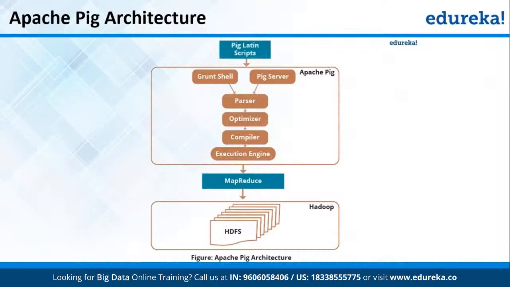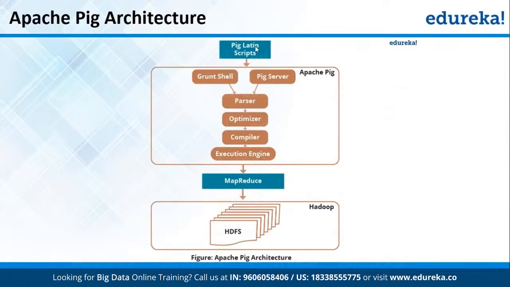The architecture of Apache Pig is very simple to understand. You have Pig Latin scripts that you can write for executing your queries over the big data. These scripts can be executed through the grunt shell, which is nothing but the native shell provided by Apache Pig to execute Pig queries. You can also submit a Pig Latin script through a Java client to the Pig server and execute it over Apache Pig.